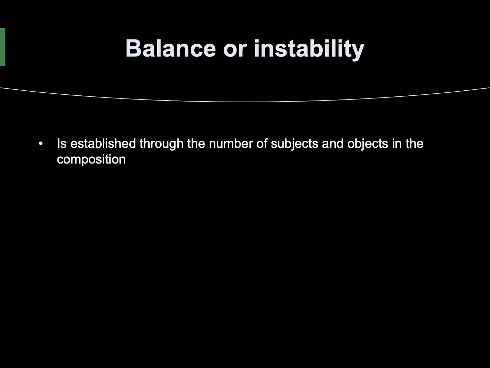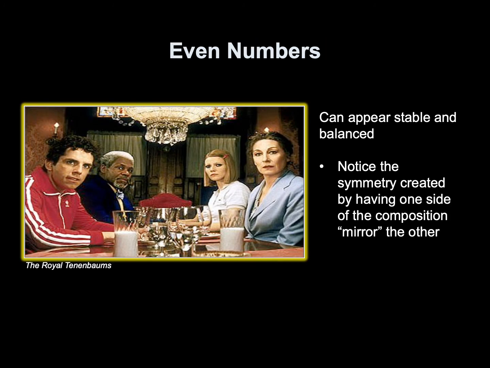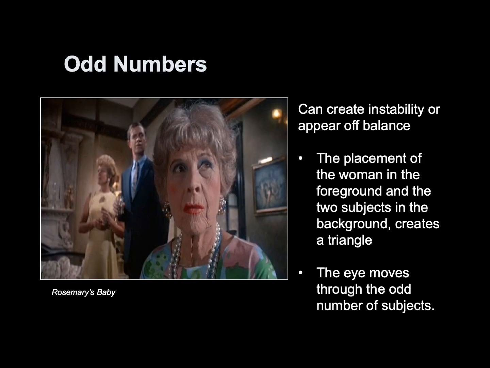Balance or instability is established through the number of subjects and objects in the composition. Even numbers can appear stable and balanced. Notice the symmetry created by having one side of the composition mirror the other. Odd numbers can create instability or appear off balance. The placement of the woman in the foreground and the two subjects in the background creates a triangle. The eye moves through the odd numbers of subjects.